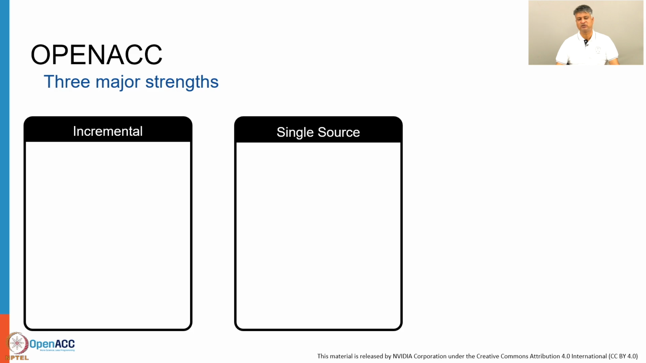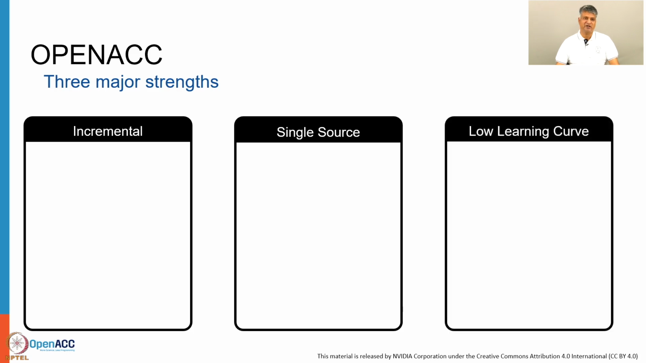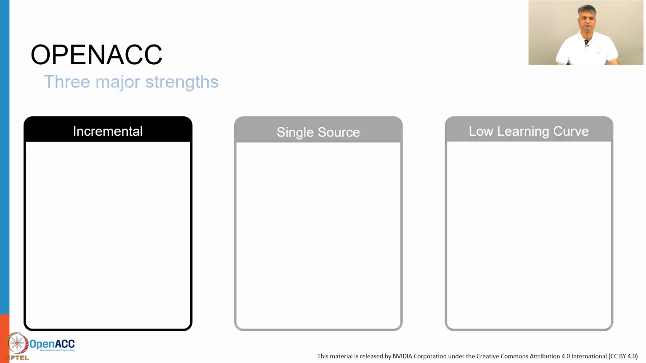So if you have a single source, then the chances of putting errors into the code actually become 1/3, because now you're working only with one version of the code, rather than implementing the same algorithm across 3 separate codes. The other big advantage of OpenACC is that it has a very low learning curve. That means it is very easy to pick up how to parallelize using OpenACC and implement the parallelism.